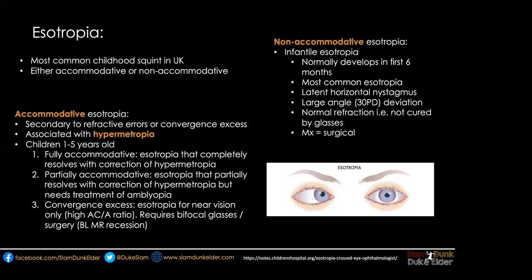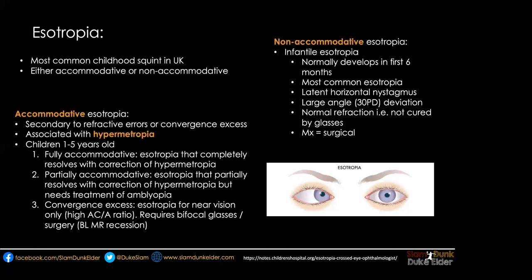Partially accommodative, so you can use glasses to correct it to a degree, but it still requires some treatments such as occlusion therapy. Or you can have convergence excess. So this is going back to the ACA ratio. It's a high ratio in this, and you require bifocal glasses and also some surgery.